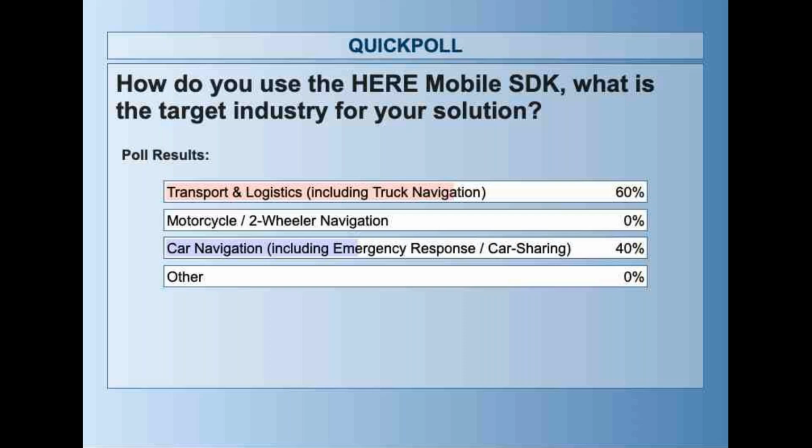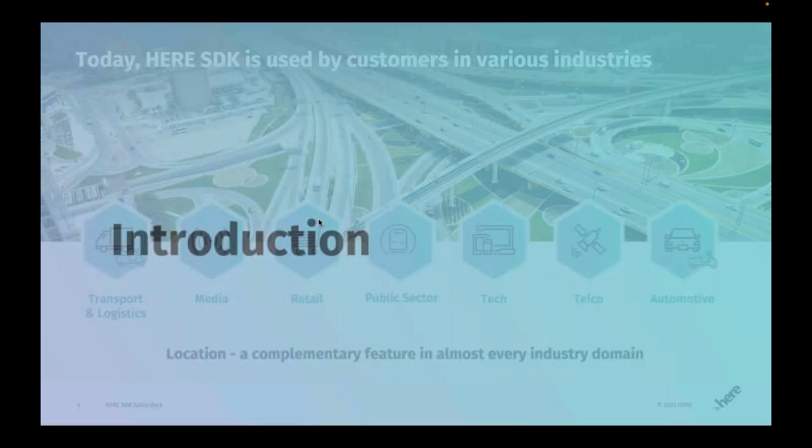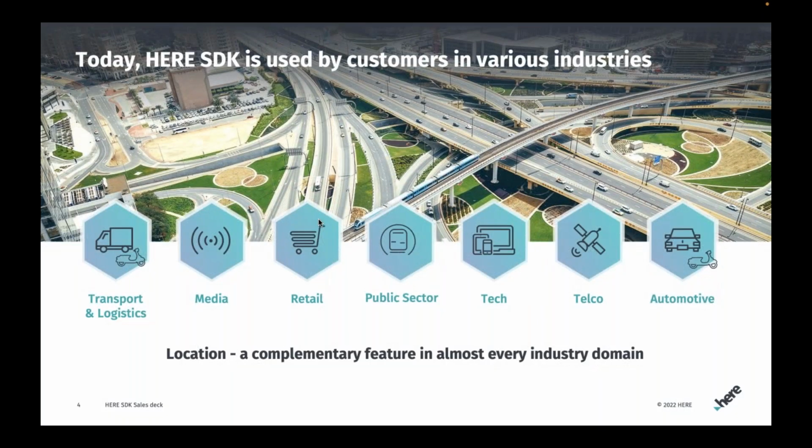Probably we have colleagues joining at a later point in time who might be looking at the motorcycle and others as well, but that looks pretty heartening for us, and we have a solution for that. So at HERE, we see that location is a complementary feature with almost all the industry domains, and as you can see in the slide, across the domains like transportation and logistics, media, retail, public sector, technology, telco, and automotive.